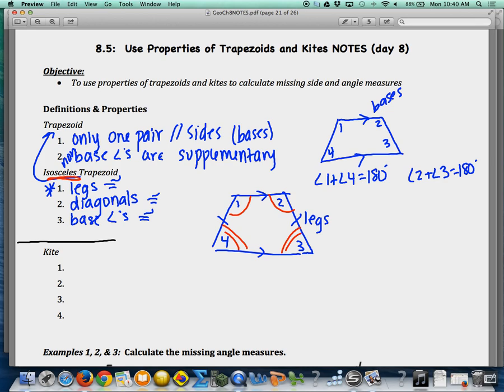Okay, last figure for today is a kite. A kite is completely unrelated to a trapezoid. A figure can be a trapezoid, it can be a kite, it can't be both at the same time. And both of these are completely unrelated to parallelograms. Okay, definition of a kite is we have 2 pairs of consecutive congruent sides.